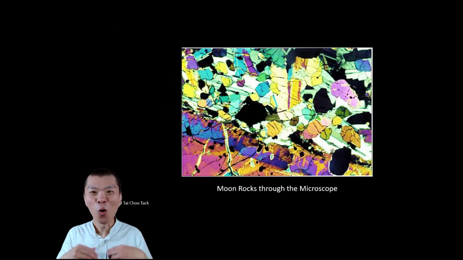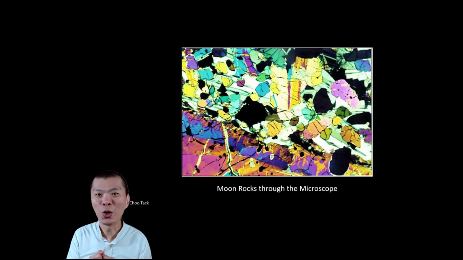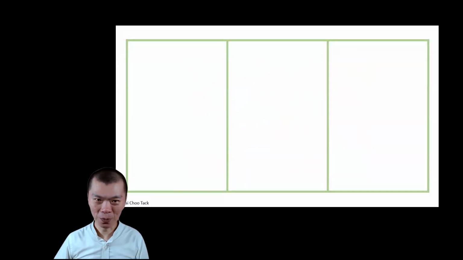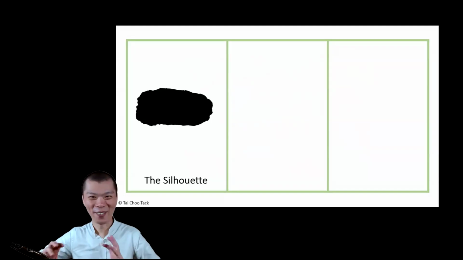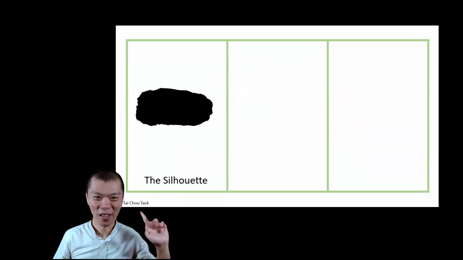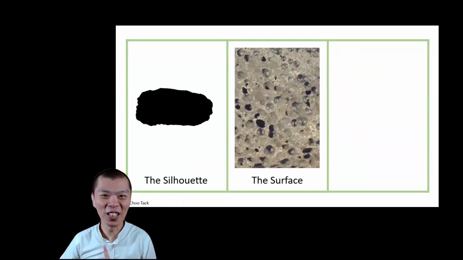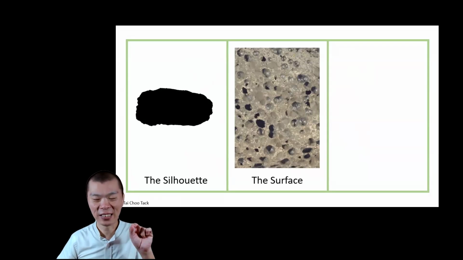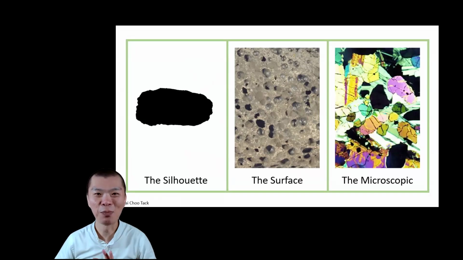So that means for one object, we could have 3 different levels of observation. First, we can have a silhouette, an outline, where you may have crazy ideas and it may not be accurate. Secondly, we can check on the surface. We know a little bit more about this object. And if I want to know more, I will need to take a microscopic view of this particular object.